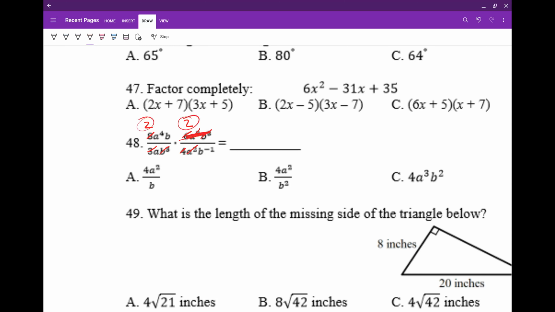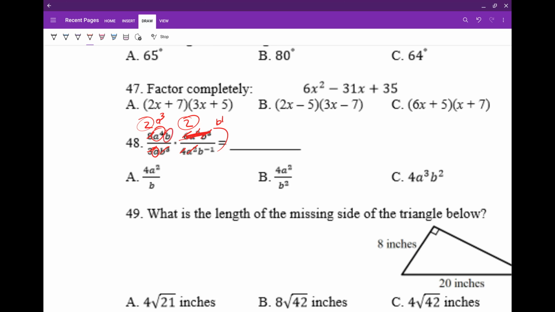Over here, you're left with 2. You have b to the negative first power, right? So we're going to have to bring that up. We're flipping it, and it's going to be b to the first power over 1. And over here, you're left with a to the fourth. So then you subtract, right? A to the first power minus a to the fourth power. You have a cubed.